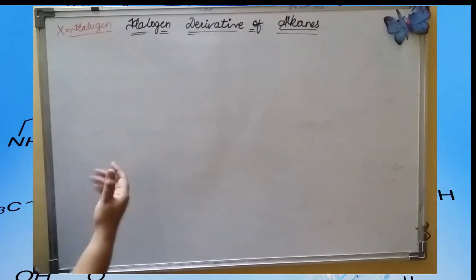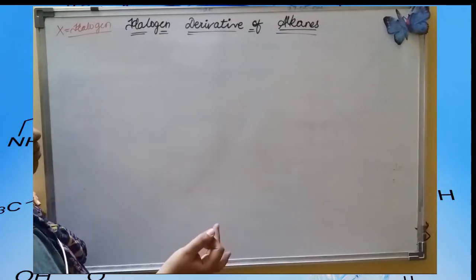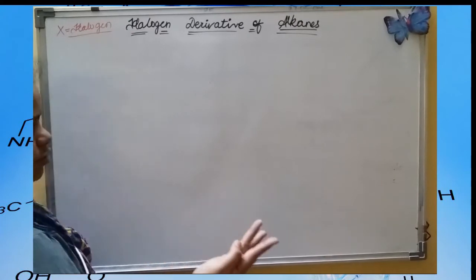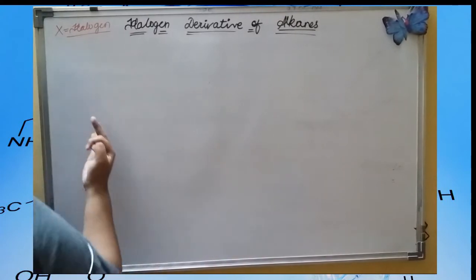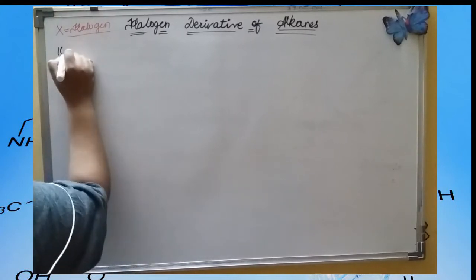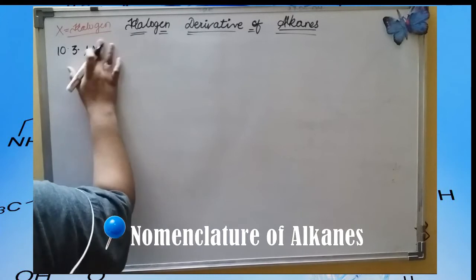We will know about the background. Second part is we will know its main nomenclature, then the preparation part and a little bit of question answer. Next is nomenclature of alkyl halide.